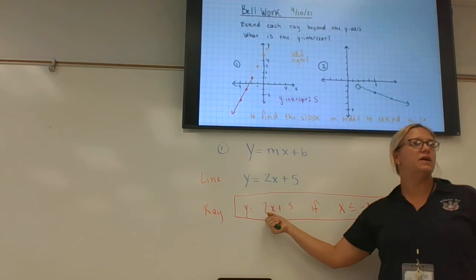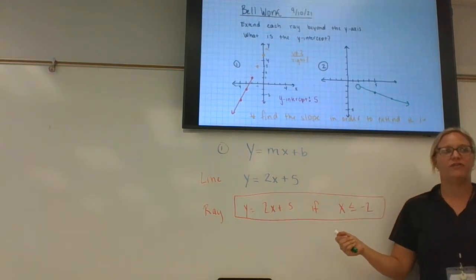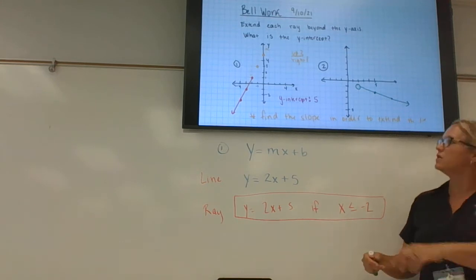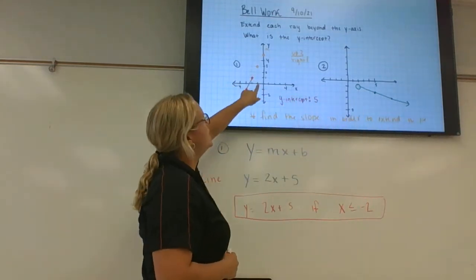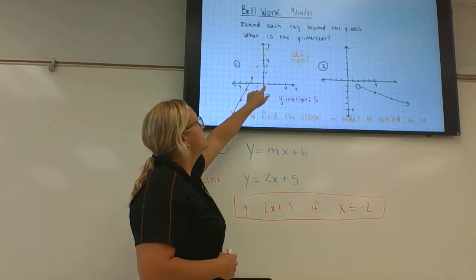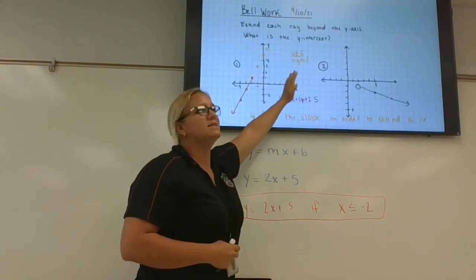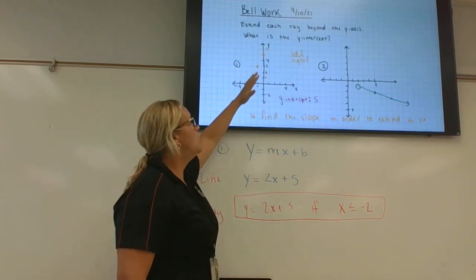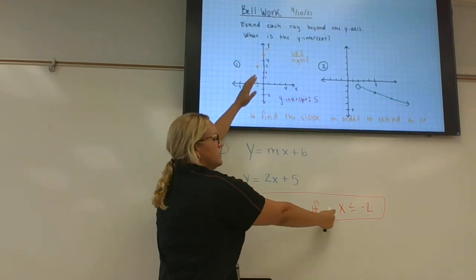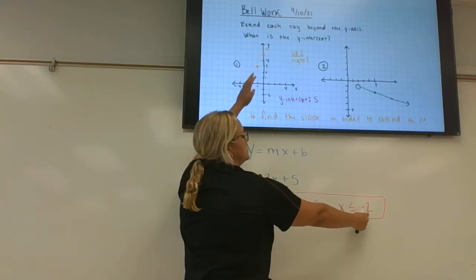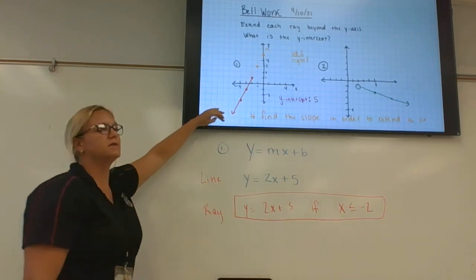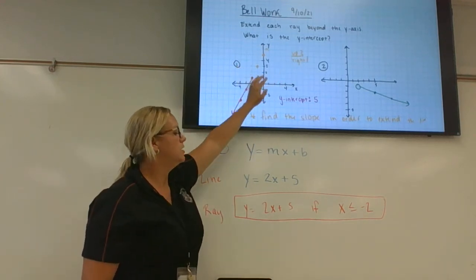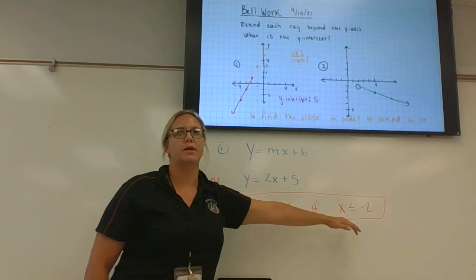So y equals 2x plus 5 only if and when x is less than negative 2. So right here where x is negative 1, this line does not exist. And where x is 5, this line doesn't exist beyond x equals negative 2. So this line only works if the x value going into it is less than or equal to negative 2. That's what makes it a ray instead of a line. So we show this endpoint with this if statement regarding the domain.